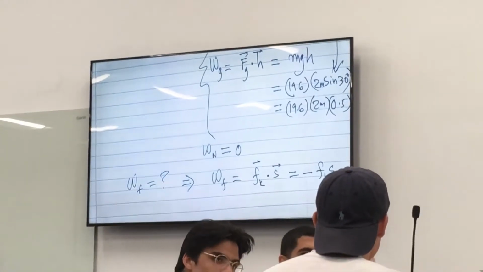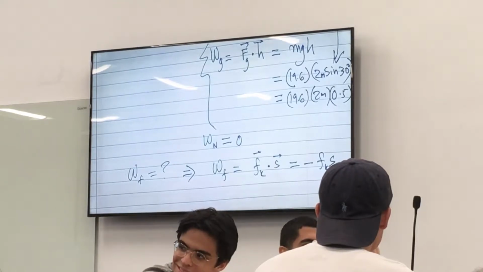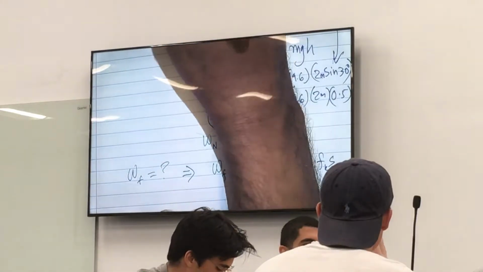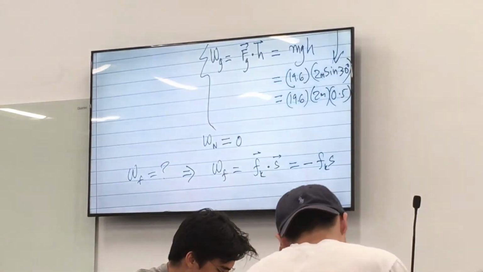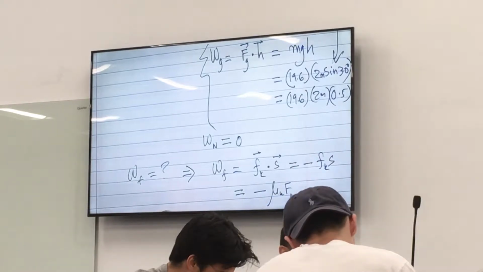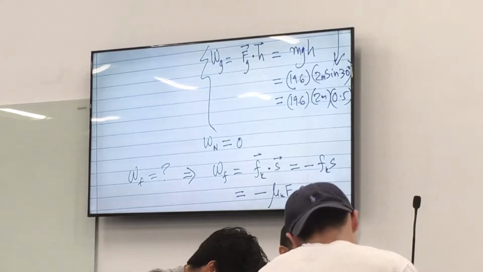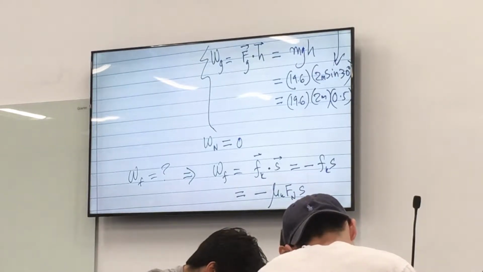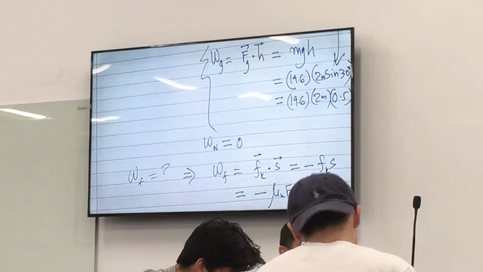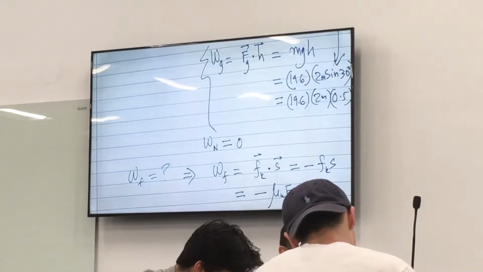The negative sign is from the cosine 180, just like before. And let's say the mu k is still 0.3, so I can write that this is negative mu k times Fn times S. Okay? What is Fn? And again, this is now a chapter 4 or chapter 5 problem. You must have done it multiple times, but right, normal is not mg in this case, right? So how do you get the normal?